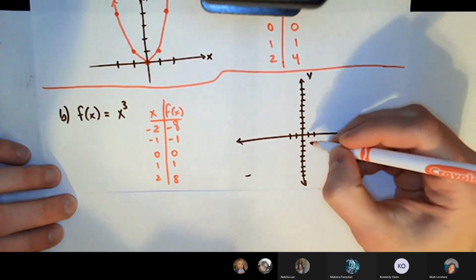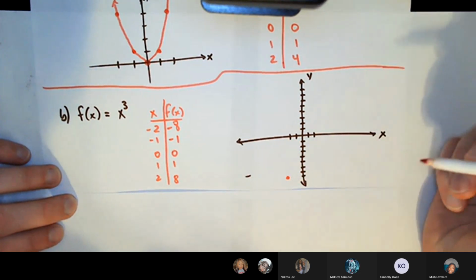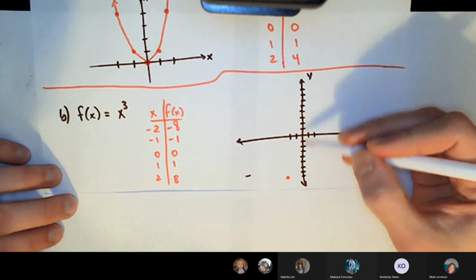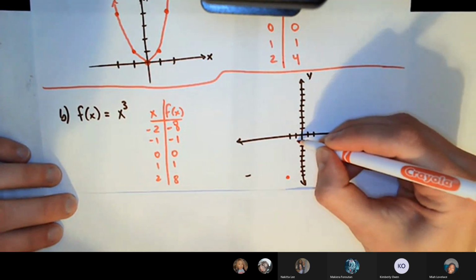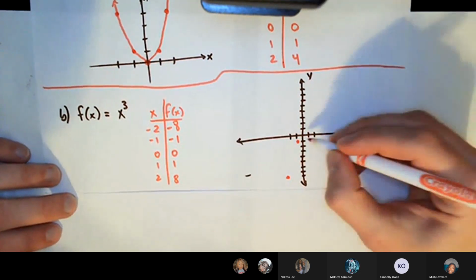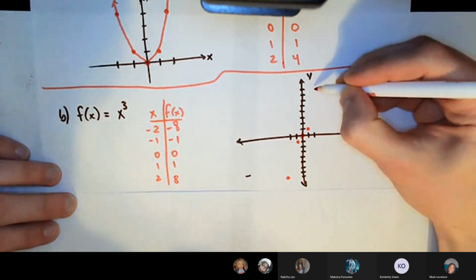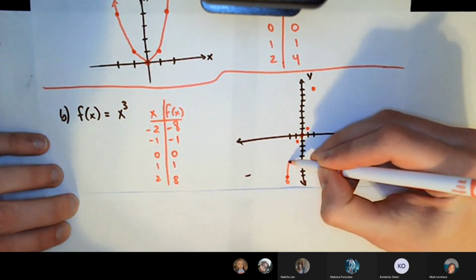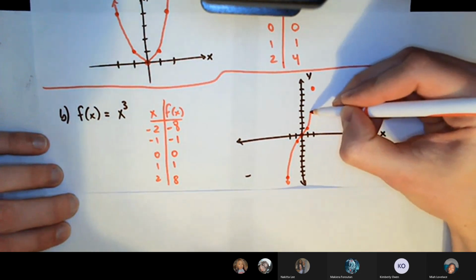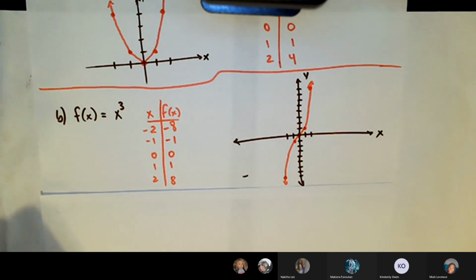Let's see what that looks like. All right, so -2, -8. So -2 for x, and then all the way down here at -8. You see why I made my tick mark smaller so I could fit -8 and 8 on the vertical axis. Then at -1, -1, that's here, still in the third quadrant. Then we go through 0, 0, and then we hit 1, 1 right there, and then we hit 2, 8 all the way up here. So that's all 5 points, and then connecting them with a nice curved shape. There we go. That is the general shape for an x cubed graph.